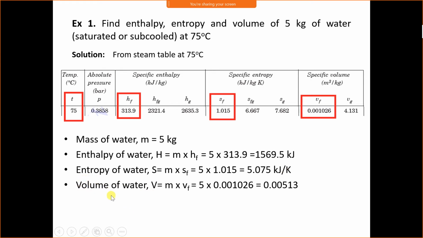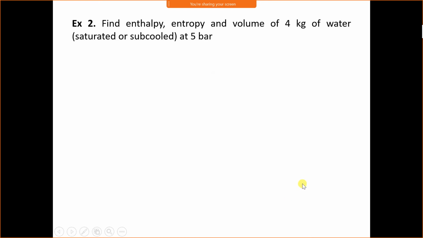Volume of water. We have to calculate the volume of water. We know vf is the specific volume of liquid and its unit is meter cube per kg. We want to calculate volume, which is the total volume, not specific volume. Therefore, it is written as capital V. Capital V is equal to m into vf. m is 5 and vf is 0.001026, and it comes out to be 0.00513. The unit of vf is meter cube per kg and mass is in kg. Therefore, the unit of volume will be meter cube.